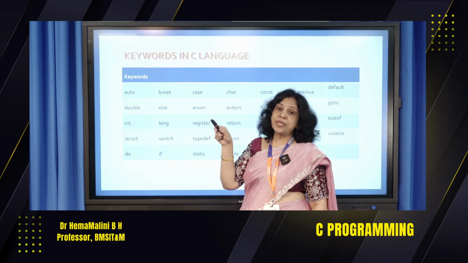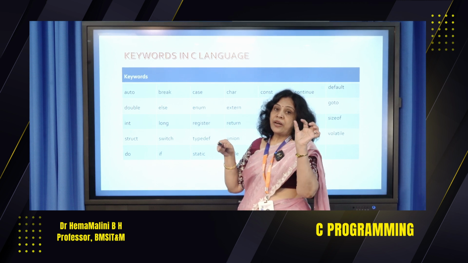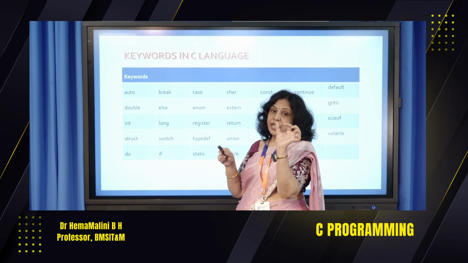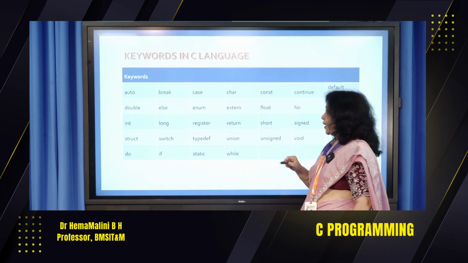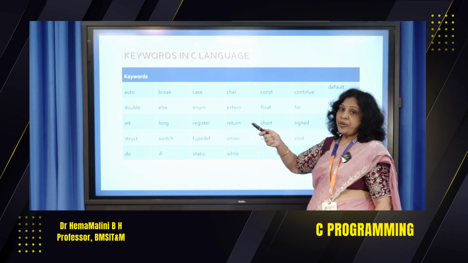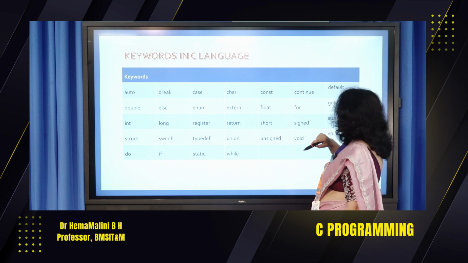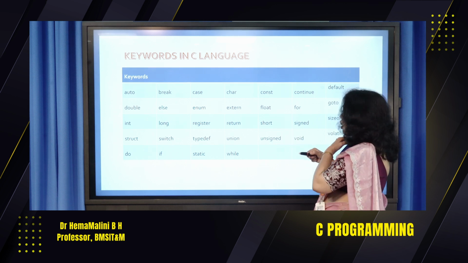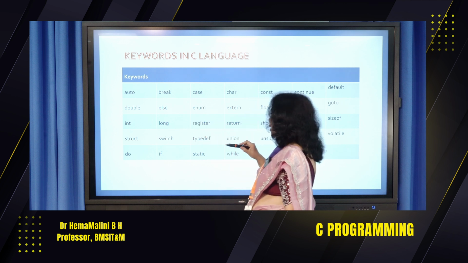We are going to assign numbers to each of the values in a set, that is enum. It will start from say 0, 1, 2, 3, and so on. Then extern is again a data type, where the variable is defined outside of a function. We call it extern. Float is a data type. For is a loop. Goto statement, it will show where to send the control. Int, long and register, all these are data types.